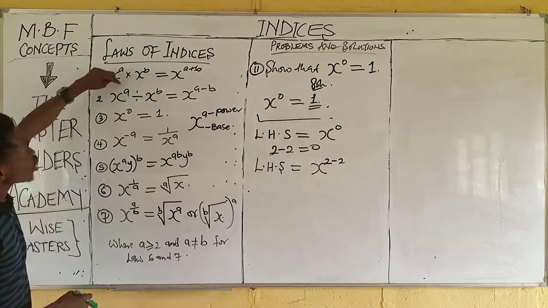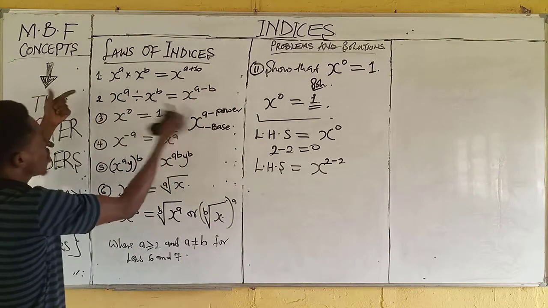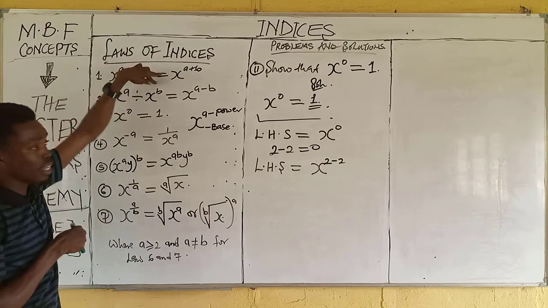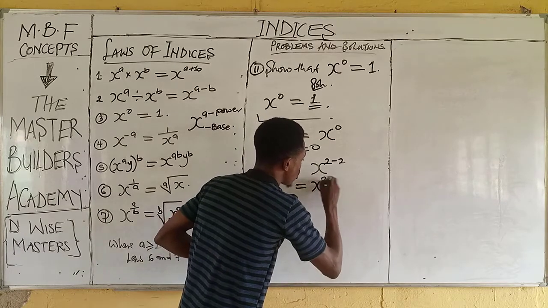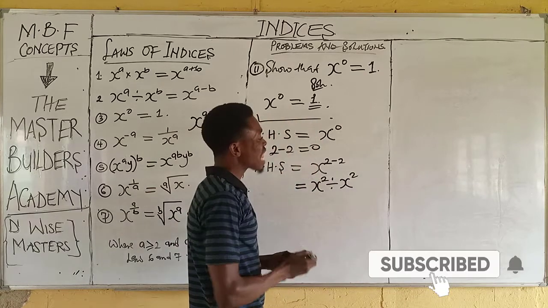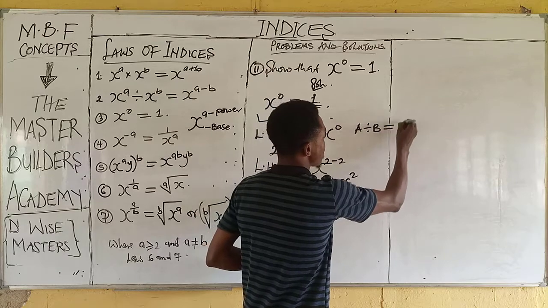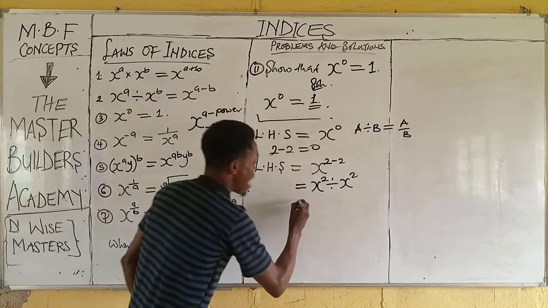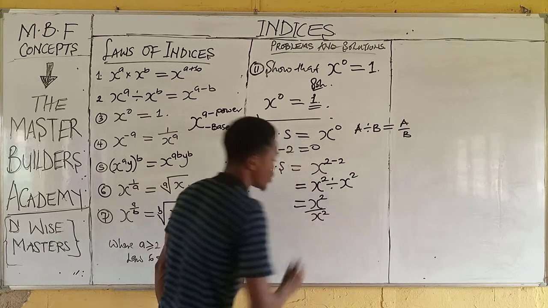So when we come to the second law of indices, we have that x raised to the power a minus b is obtained from x raised to the power a divided by x raised to the power b. So this is exactly the same thing as x raised to the power 2 divided by x raised to the power 2. And I have explained countless times that a divided by b is the same thing as a over b. If this is accepted, then we can have x raised to the power 2 over x raised to the power 2.